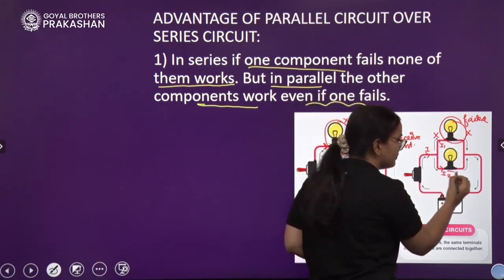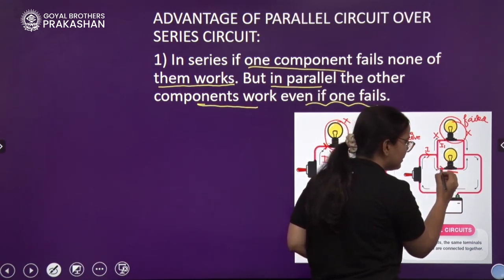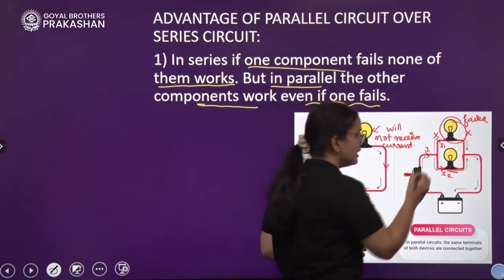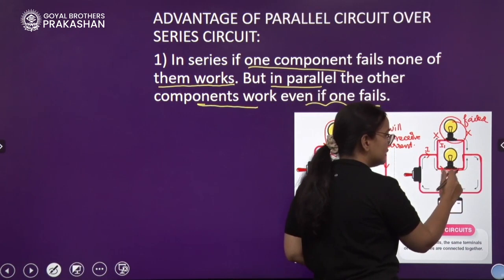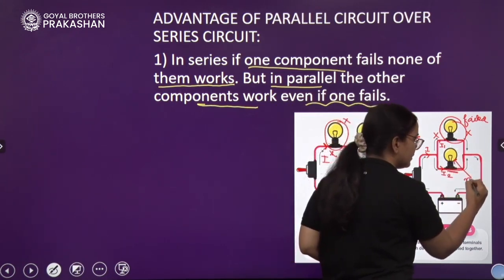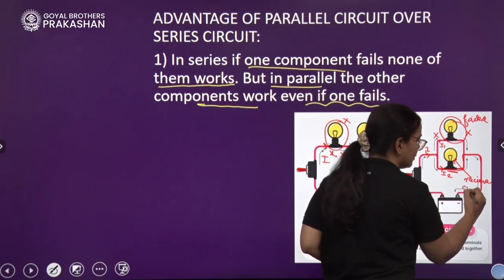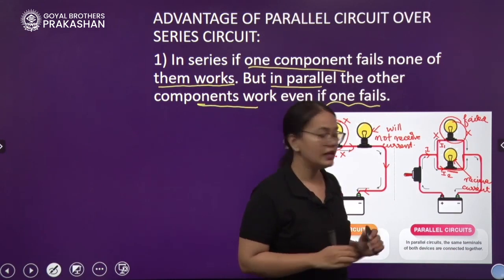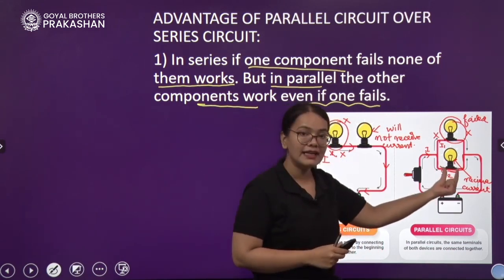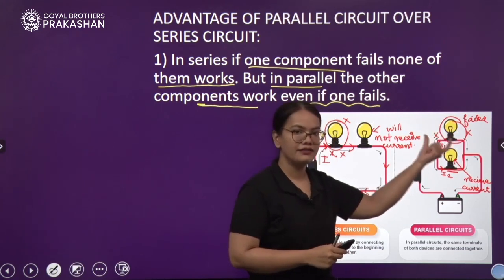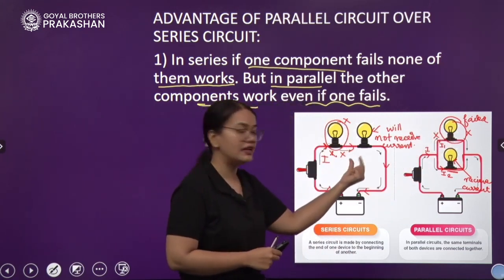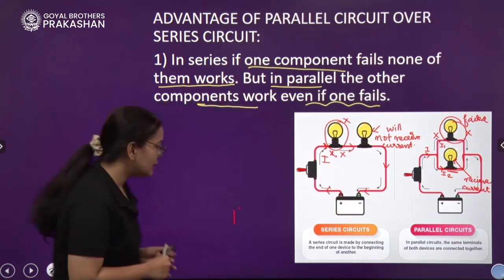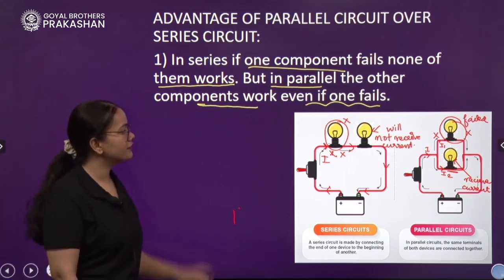But carefully look at I2. I2 has a complete path to flow like this. That means I2 has a complete path to flow. This bulb will receive current. It will receive the current and as a result, it will glow. So, in this case, the second element is working fine even if one element has failed. In series, even if one element has failed, the other is not working. That is why we use parallel connections. This is the first advantage.